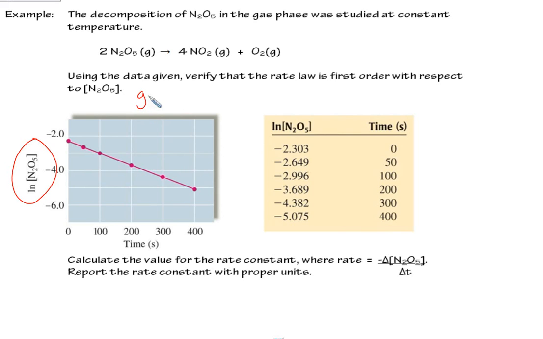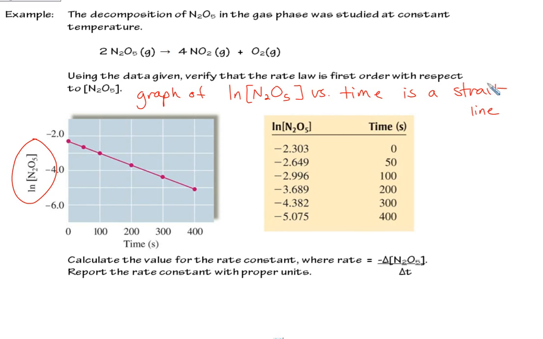The graph of natural log of our reactant, N2O5, versus time is a straight line. And they'll do this on the AP test. They'll give you the data and they might give you different options on the graph. If you find that there's a straight line when it's graphed natural log concentration versus time, boom, straight line graph, natural log, that's first order.